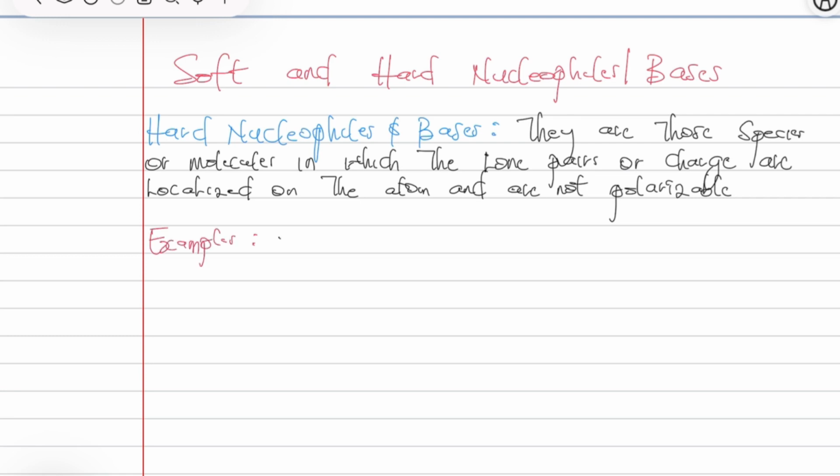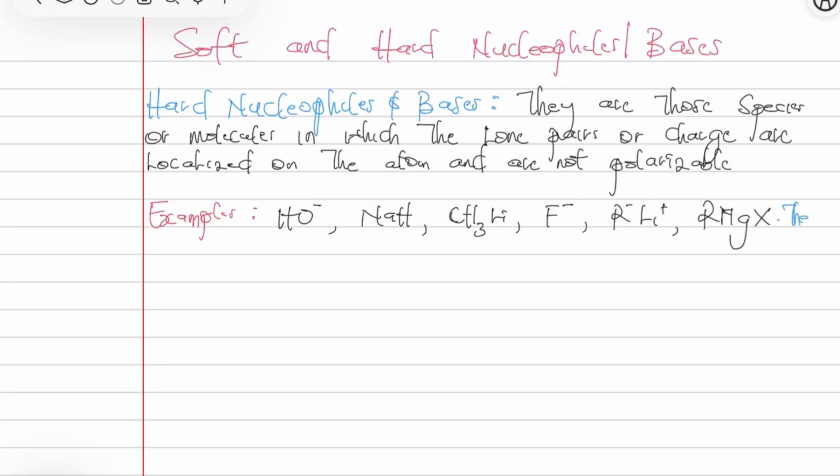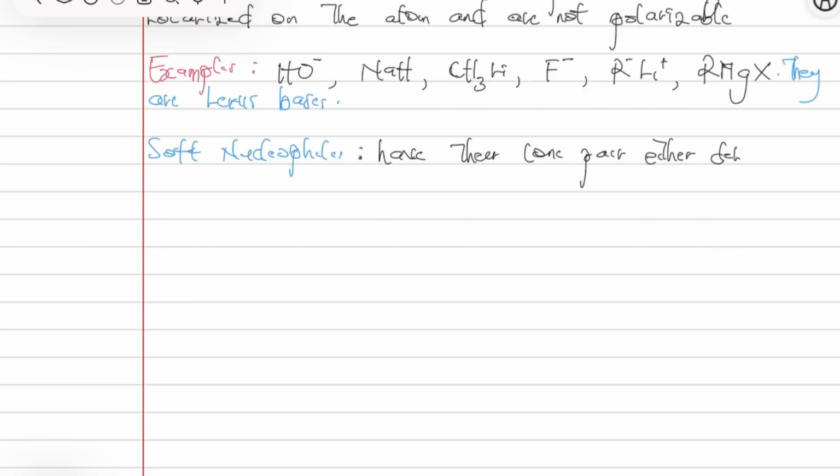Examples are the hydroxyl ion, sodium hydride, alkyl lithium, the fluoride ion, and lastly the Grignard reagent. An important thing to consider is that most of these hard nucleophiles are Lewis bases, and Lewis bases are defined as electron pair donor molecules. On the other hand, soft nucleophiles have their lone pair either delocalized or in a large orbital.